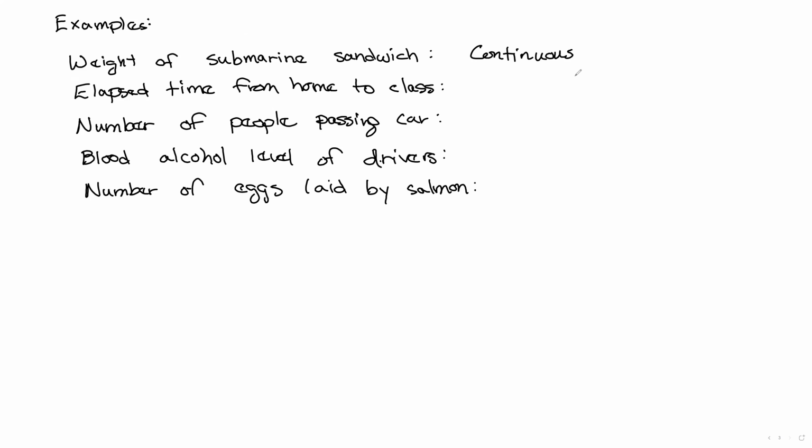The elapsed time from home to class, that's also continuous. Times are continuous. You can always add more seconds or tenths of seconds or hundredths of seconds or 10,000ths of seconds to get even more accuracy, an even smaller difference between times when it comes to measuring. And so because of that, it's continuous.